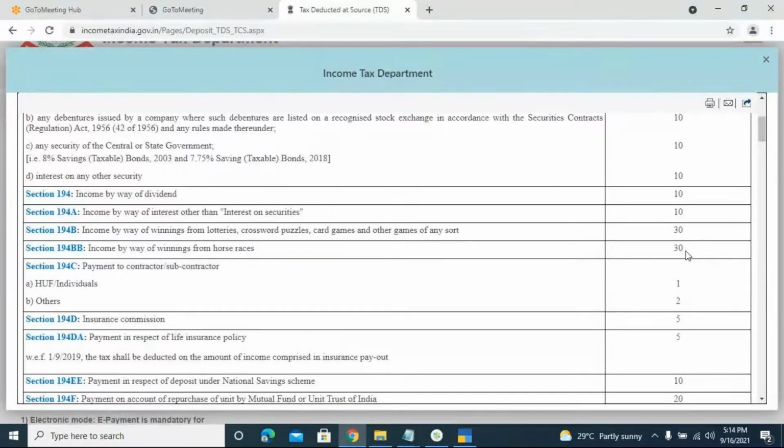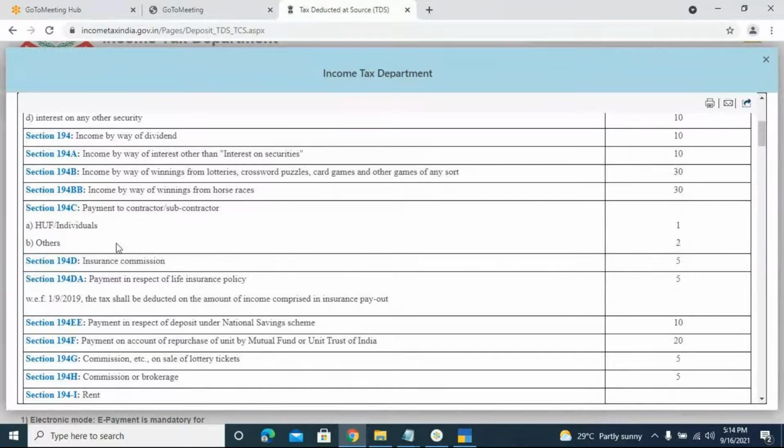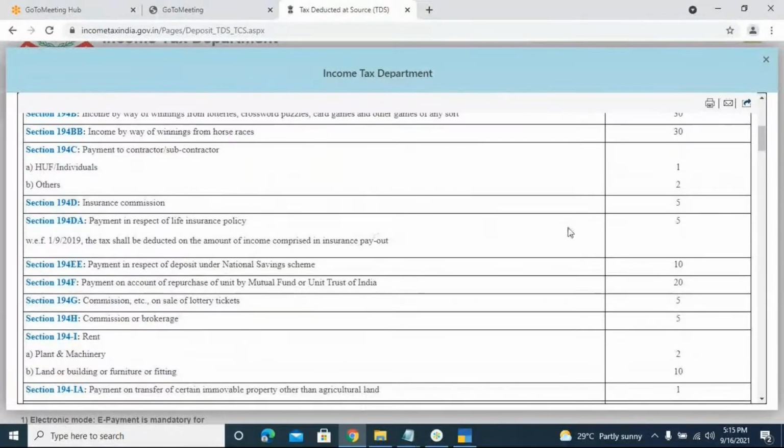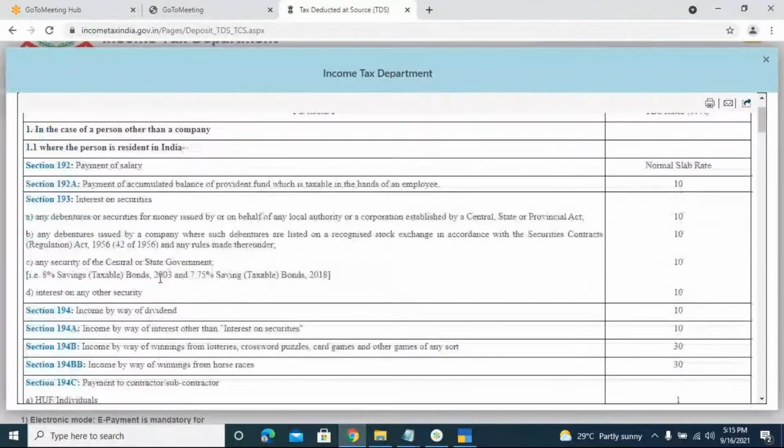In case there's any contractor's job, contractor does not mean only construction. Of course, there are n number of contract-based jobs. For that, for HUF and individuals it is 1% TDS. For others, it is 2%. For insurance commission, we have 5% TDS. So, what you can make out from this is that TDS is applicable not only on salary, but on all these other transactions as well.